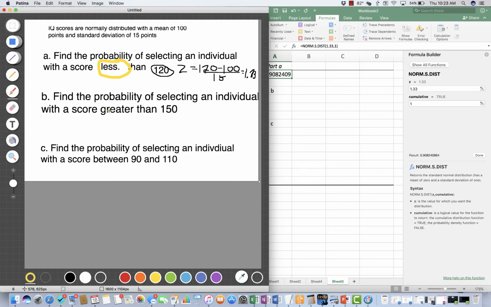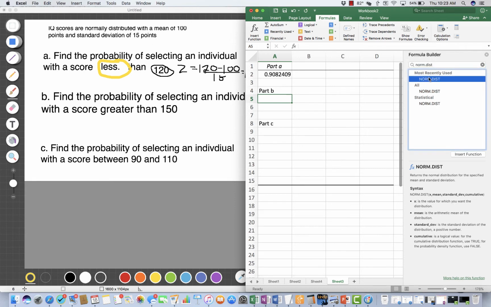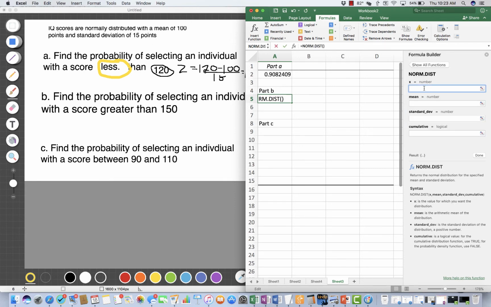Let's take a look at part B. Find the probability of selecting an individual with a score greater than 150. Over in Excel, I'm going to continue to use the formula builder under insert function and look for norm.dist. Notice the lack of the letter S. This allows me to directly input the score I'm interested in, the mean, which was given to me, the standard deviation, and recall we always put the value 1 for cumulative. Oh, it did the work for me.